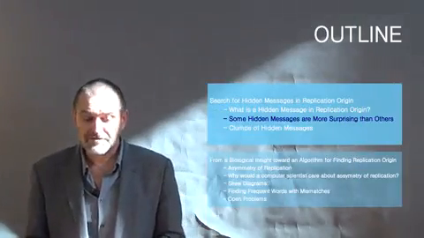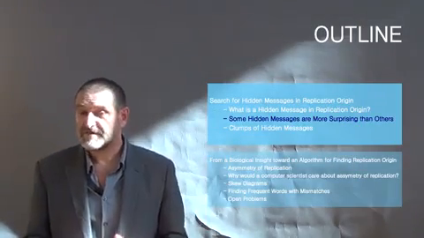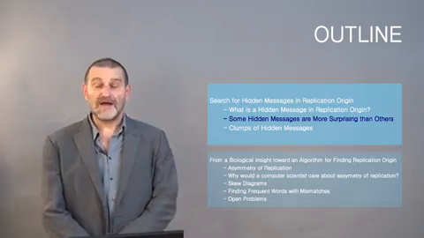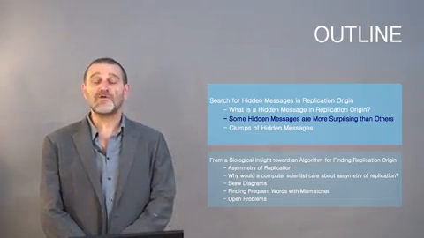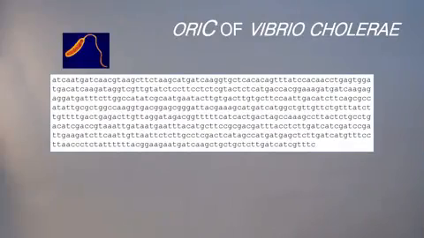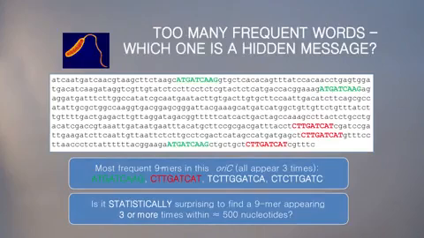And now we turn to the next topic, which will reveal to us that some hidden messages are more surprising than others. After we implemented the frequent words problem, let's apply it to real genomes. Let's start from the replication origin in the bacterium Vibrio cholerae. When we run our algorithm, it turns out there are too many potential replication origins. We actually find 4 frequent words.